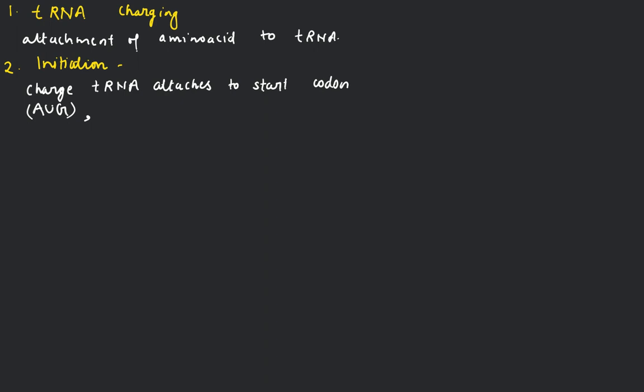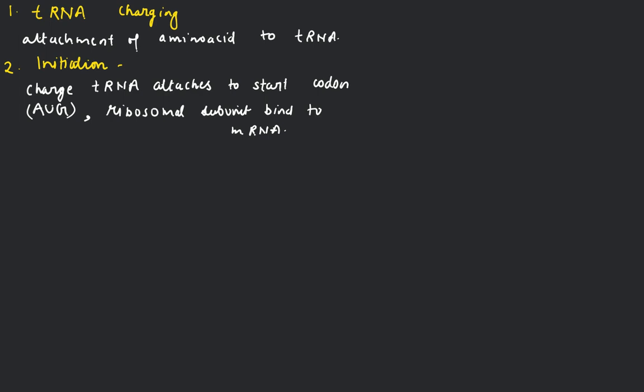Okay, so after attachment of the start codon, the ribosomal subunit binds to the mRNA. So what we will write here is: ribosomal subunit binds to mRNA. And finally the last ribosomal subunit binds to the initiation complex.